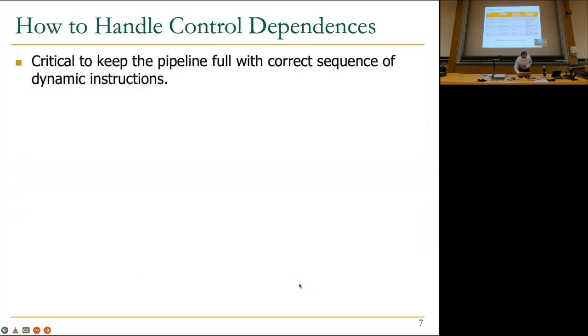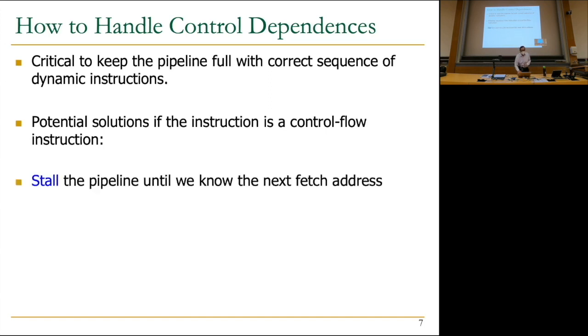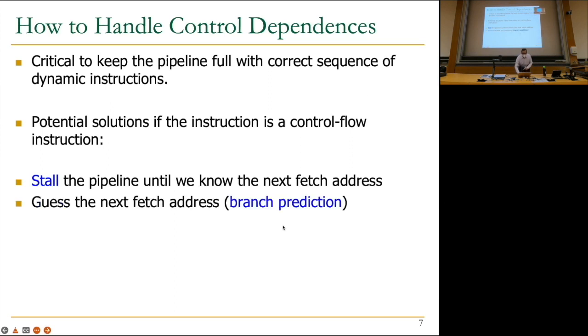Okay, so how do we handle control dependence? Clearly, it's critical to keep the pipeline full with the correct sequence of dynamic instructions. There are many potential solutions. Just like data dependence handling, control dependence handling has many solutions. Stall the pipeline. Bad idea. We'll cover it very quickly, but hopefully this is already clear that it's a bad idea, right? Until you know the next fetch address. Okay, guess the next fetch address.